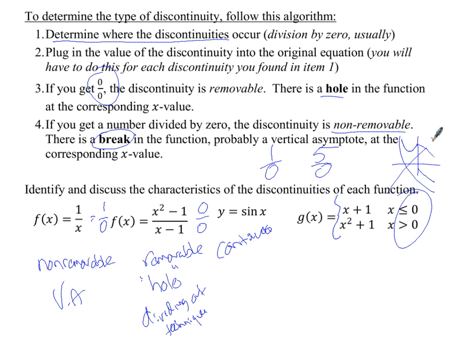So we need to evaluate both pieces at 0. If we get the same number, then the function is continuous. If we don't, then it's not. All right? So if I plug 0 into the top, I get 1. If I plug 0 into the bottom, I get 1. Is the function continuous? Yes. That's right.